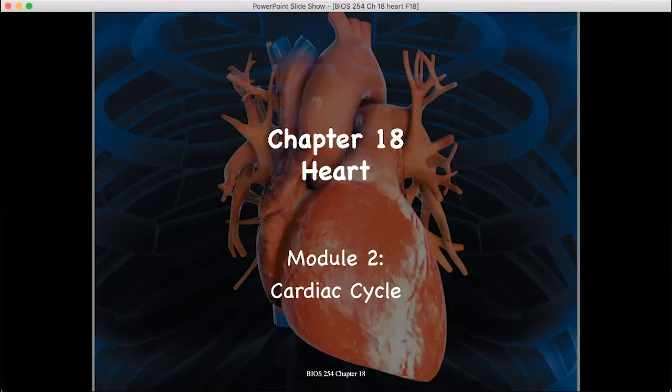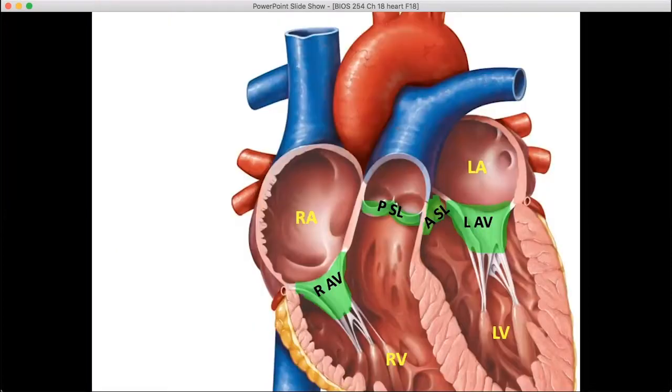Module 2 of Chapter 18 on the heart will cover the cardiac cycle. It will be helpful to review the heart anatomy before we begin with the cardiac cycle. Recall that there are two receiving chambers.